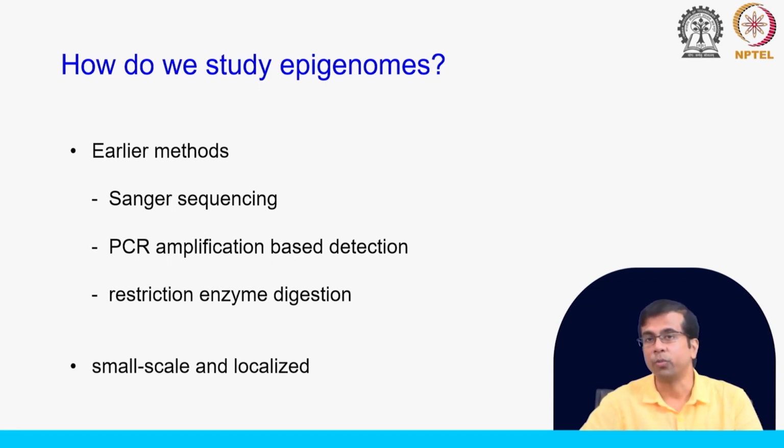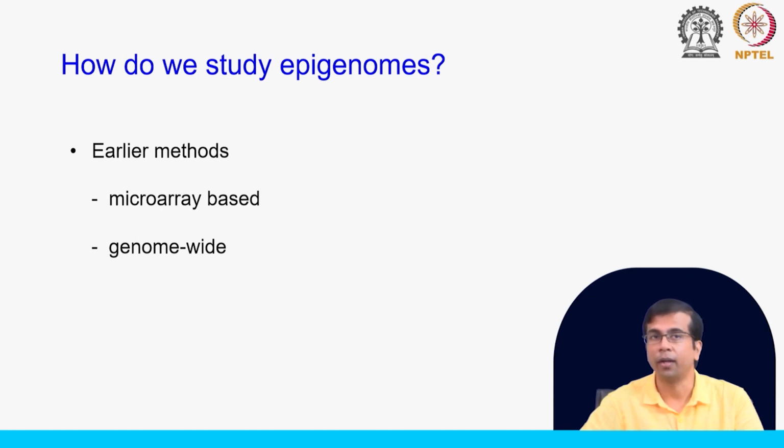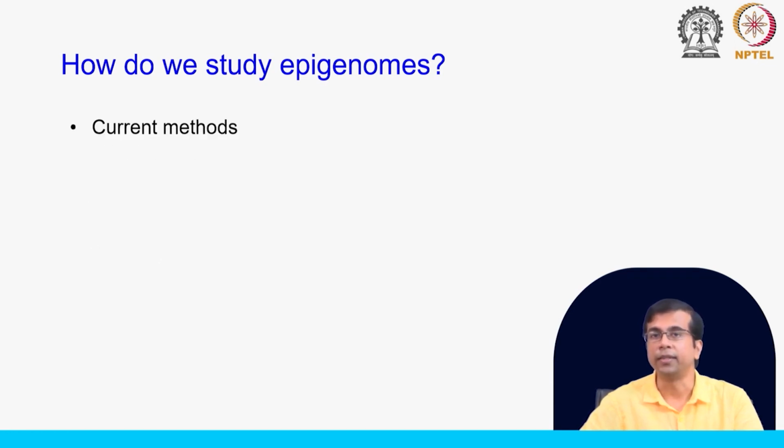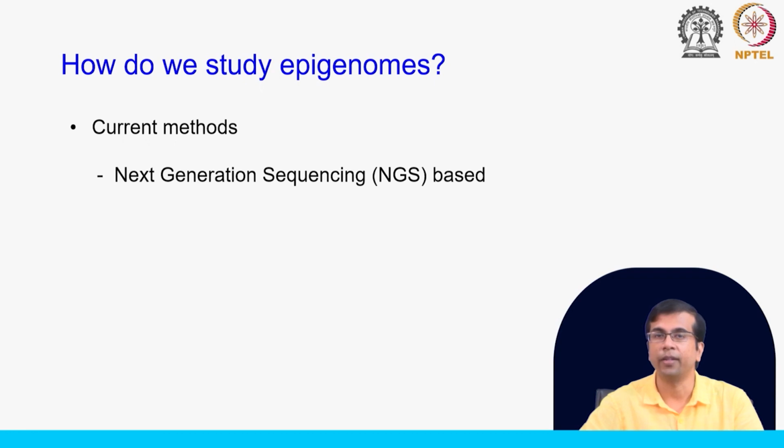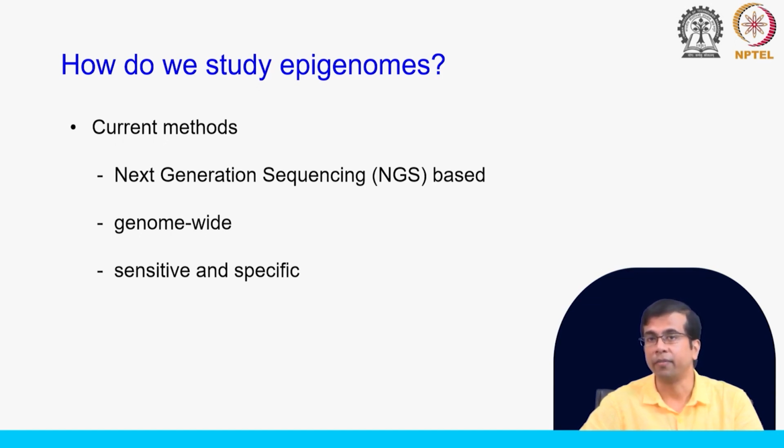And this all changes with the next generation sequencing methods. If you wanted to do genome wide studies, then of course we had to rely on microarray based methods earlier, and this was genome wide. But we have already discussed the limitations of microarray methods; the sensitivity and specificity are much less in case of microarray based methods. And this is where the next generation sequencing methods come in. The current methods rely on next generation sequencing based approaches. These are genome wide and they are sensitive and specific, as we will see as we go into different examples in subsequent classes.